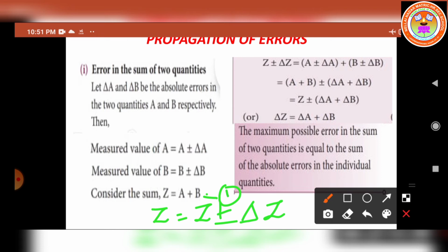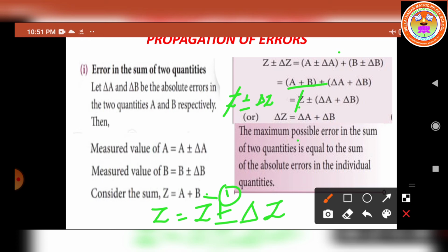Now this is substituted in the first equation. Z plus or minus delta Z is equal to, now we have to substitute the A value, A plus or minus delta A plus B plus or minus delta B. All the terms are added, isn't it? So we can write A plus B plus or minus delta A plus delta B. What is A plus B? A plus B is replaced by Z. So Z plus or minus delta A plus delta B is equal to Z plus or minus delta Z. So the Z and Z terms are cancelled out, and we obtain delta Z is equal to delta A plus delta B.